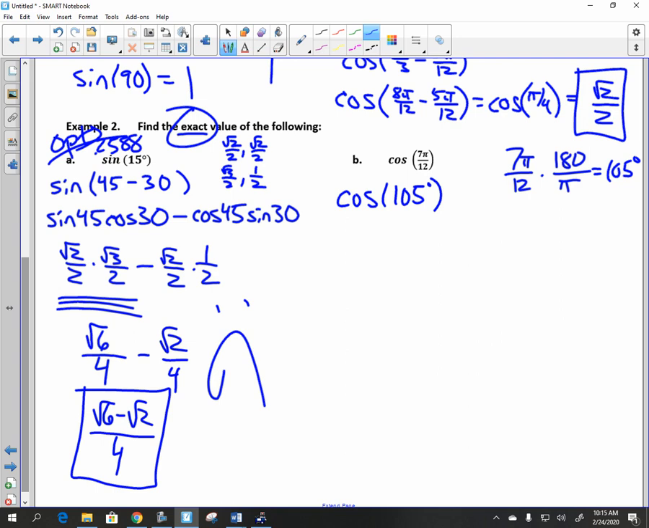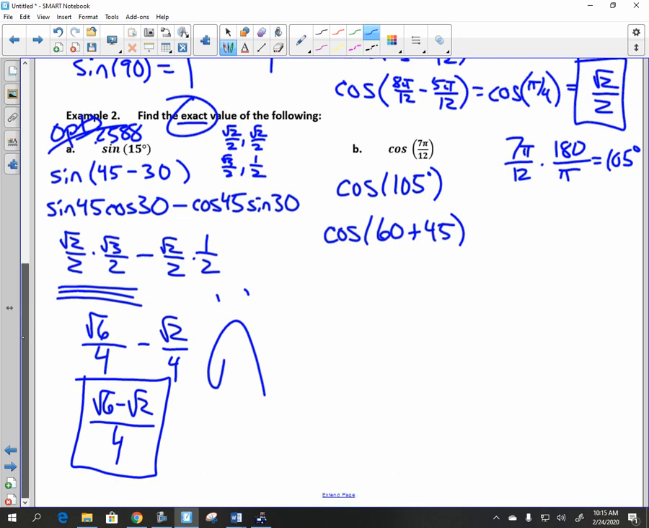Can you think of two angles whose terminal points you know that add or subtract to 105? 60 and 45. Way to go, B. Locke. Cosine of 60 plus 45. Do not do the cosine of 60 plus a cosine of 45. Instead, we do the cosine of 60, then what? Times the cosine of 45. Minus or plus? Minus sine of 60 times sine of 45.